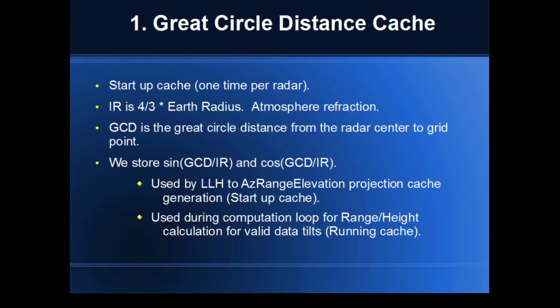We then use these values to help create two other caches. The first one is the azimuth range elevation cache that is generated on startup, so this helps with startup cache generation. The second one, later on, is during the main computational loop to calculate the range and height of the interpolated data value.